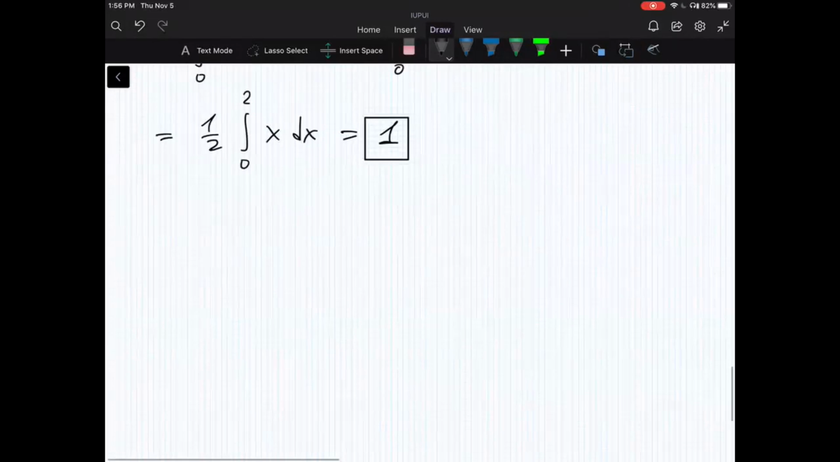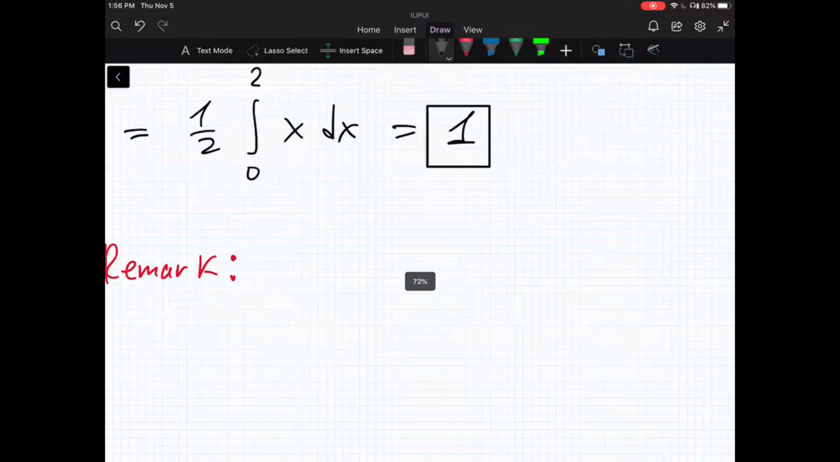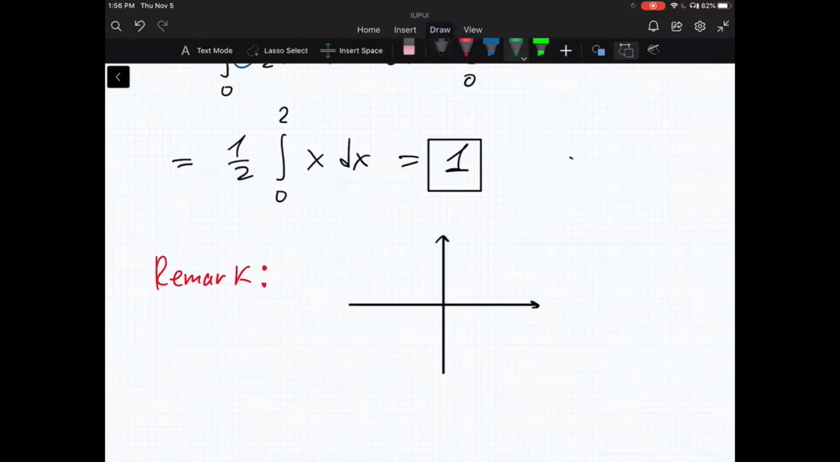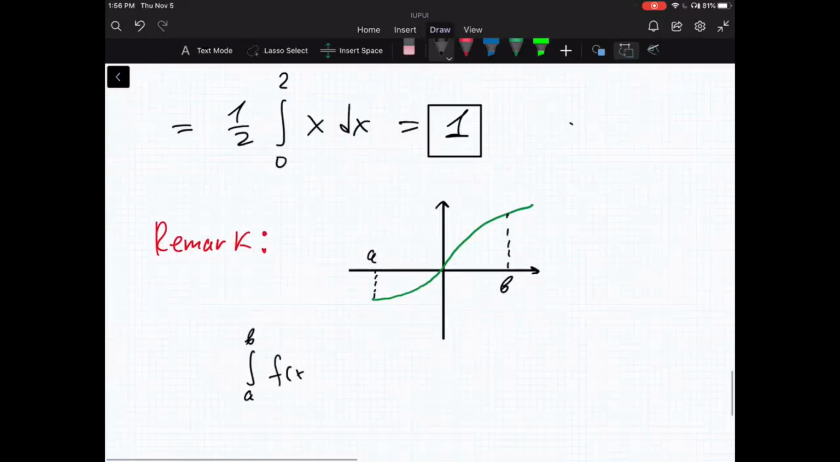So there is a kind of side remark. If you have a function where part of the function is below the x-axis and another part is above, then the integral from a to b of your function f of x dx will give you, if this area I call a1 and this area I call a2, a1 with minus and a2 with plus.